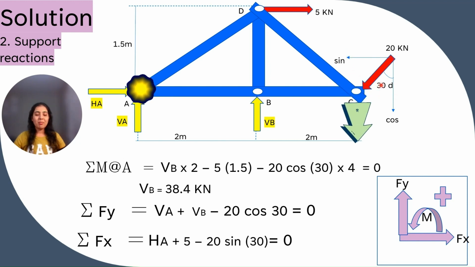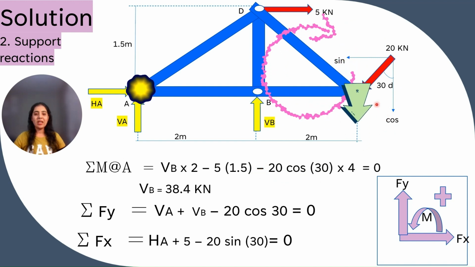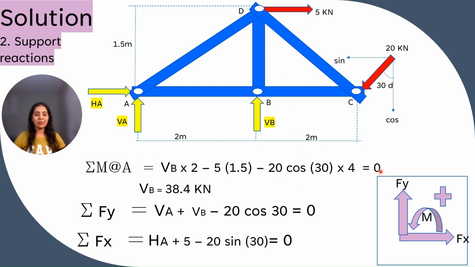So the moment of this vertical component of the 20 kilonewton force is creating a clockwise moment, so it will be negative. So negative of 20 cos 30 into the lever arm of 4 meter is equal to 0. From this equation, there is only one unknown, VB. So we get it as 38.4 kilonewton.